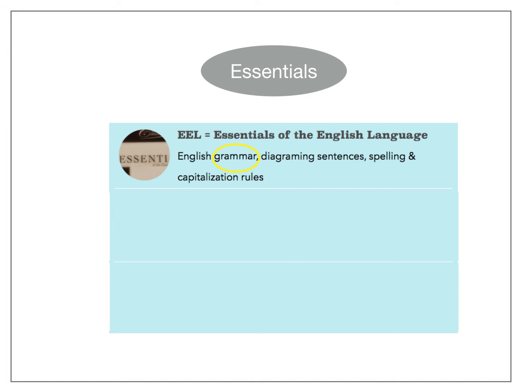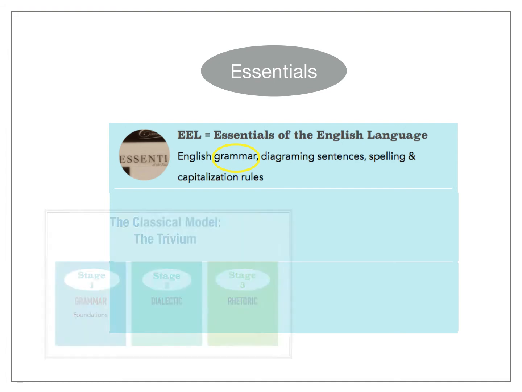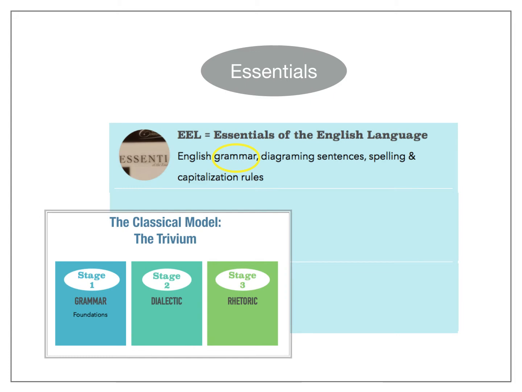Note that we are, again, here using the term grammar. Where have we heard this before? Well, when we discussed the classical model of the trivium in part 1 of this series. So the term grammar is used to denote the first stage of the trivium.